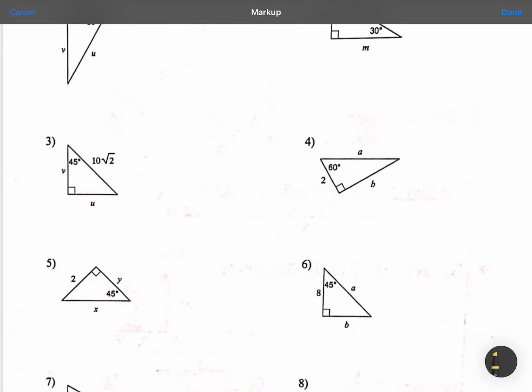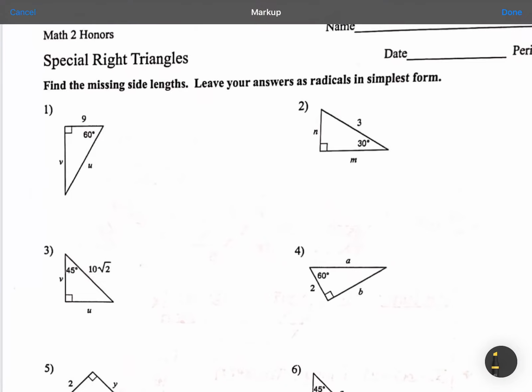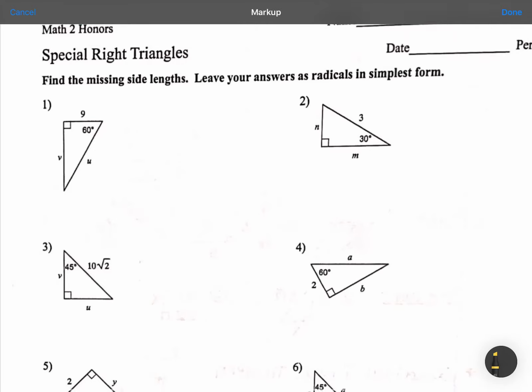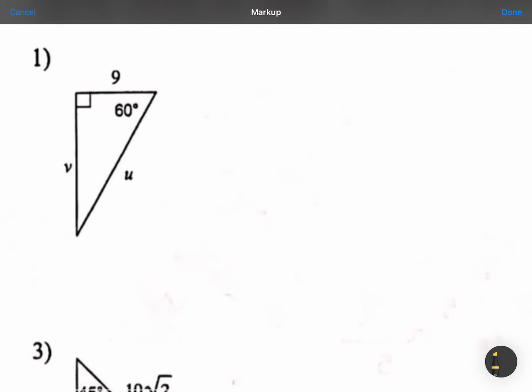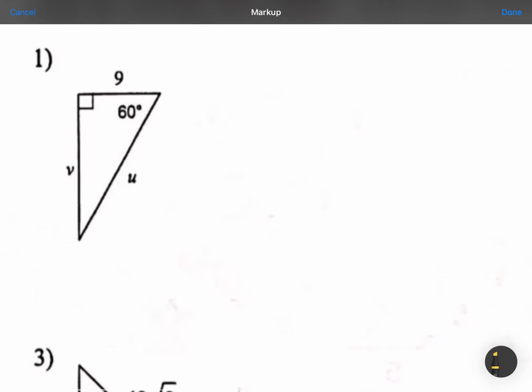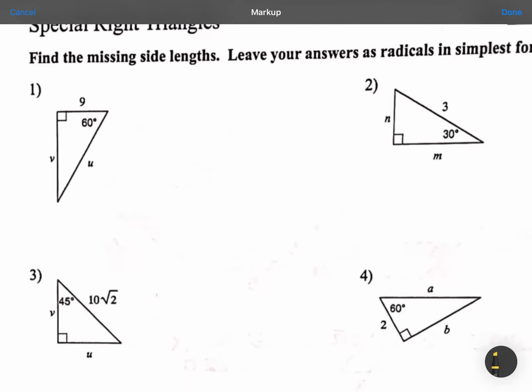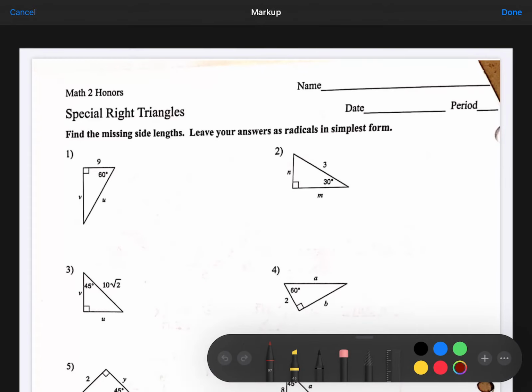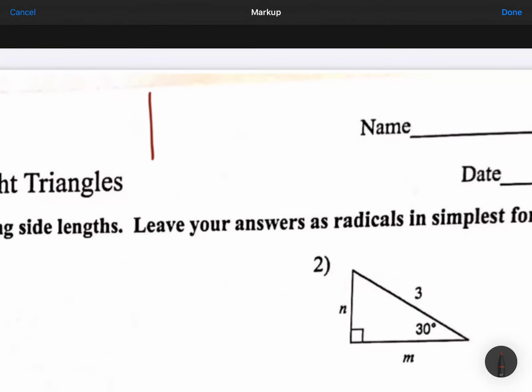So as I was saying before my video cut off, we've got some practice problems on the back, and they're going to ask you to find the missing side lengths and to leave your answers in simplified radical form. And they're all mixed. Like the first one's a 30, 60, 90 triangle. The second one's a 30, 60, 90. So you're going to have to know your rules. So if it's helpful, you can write those rules at the top.